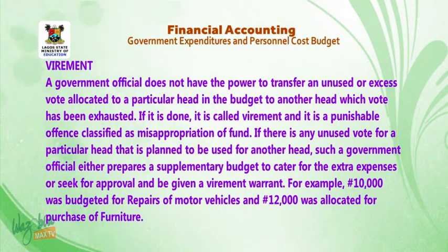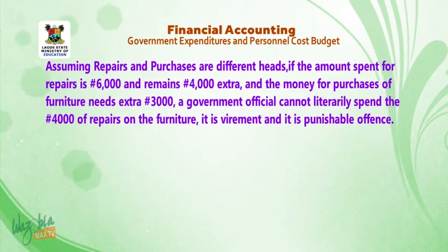For example, 10,000 naira was budgeted for repairs of motor vehicles and 12,000 naira was allocated for purchase of furniture. Assuming repairs and purchases are different heads, if the amount spent for repairs is 6,000 naira and remains 4,000 naira extra, and the money for purchase of furniture needs extra 3,000 naira, a government official cannot literally spend the 4,000 naira of repairs on the furniture. It is virement and it is a punishable offense.